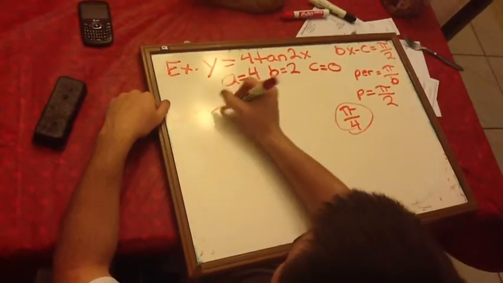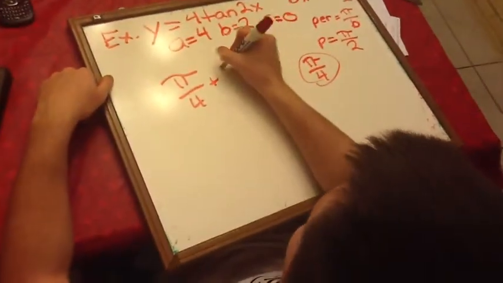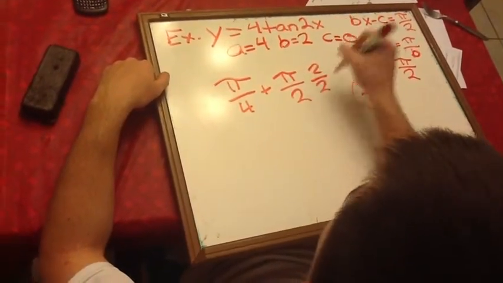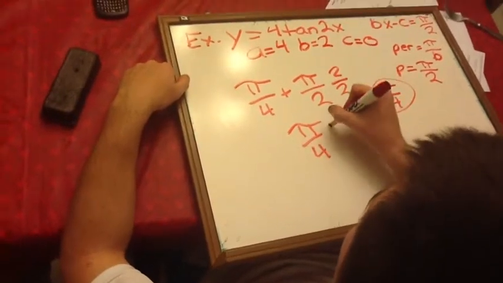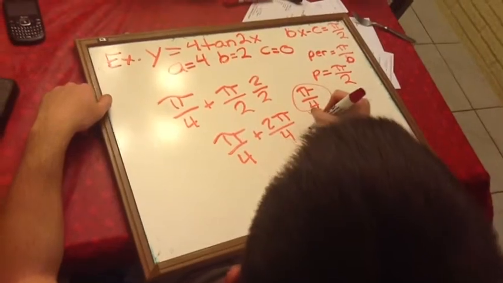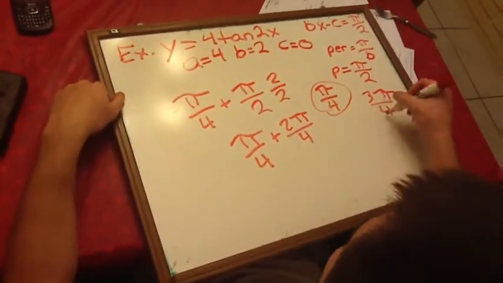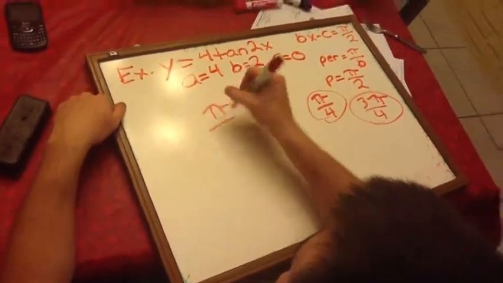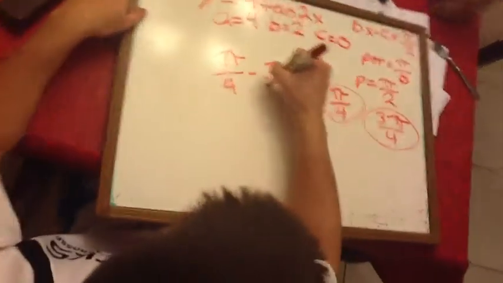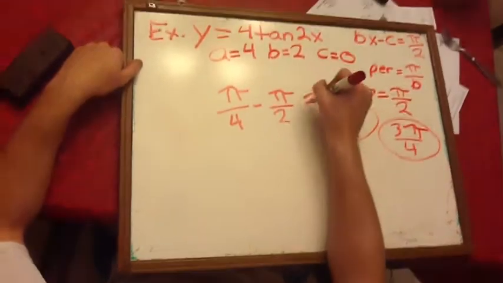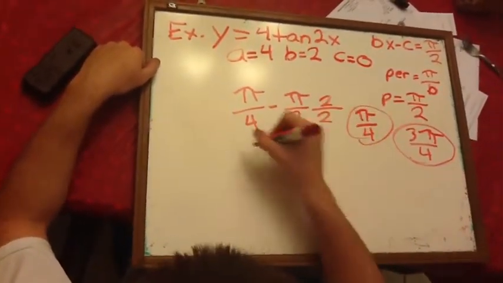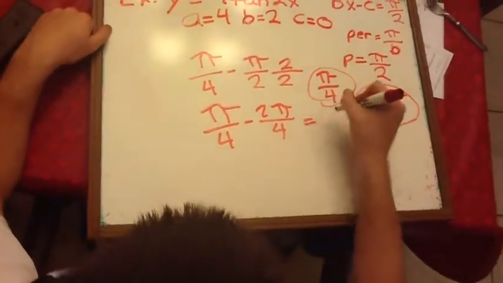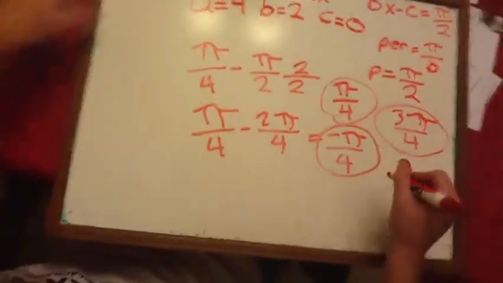Find your second asymptote. Take the first asymptote and add pi over 2, which is your period. They have to have the same denominator, so you multiply top and bottom by 2, and you get pi over 4 plus 2 pi over 4, which is 3 pi over 4. To get your third asymptote, take your first asymptote and subtract your period, pi over 2. Once again, you multiply top and bottom by 2 so they have the same denominator. Pi over 4 minus 2 pi over 4 equals negative pi over 4. And that's your third asymptote.